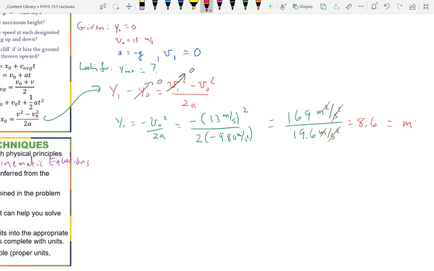Yes, Russell. I had meters per second quantity squared. So meters per second quantity squared means meters squared per second squared. Okay, and then I'm dividing by meters per second squared. So the per second squared divided by per second squared cancels. Yeah, the acceleration has units of meters per second squared.